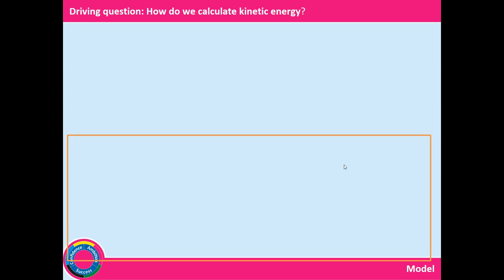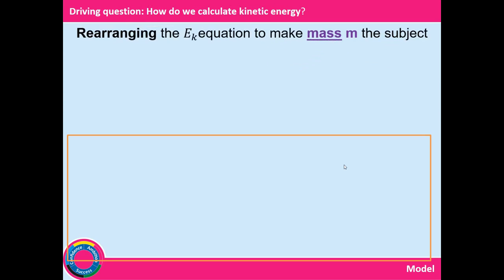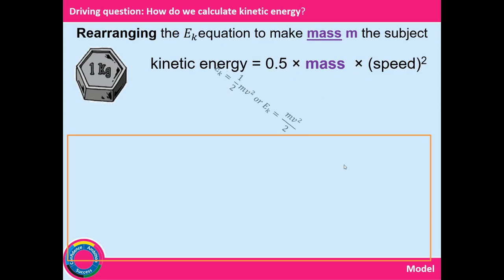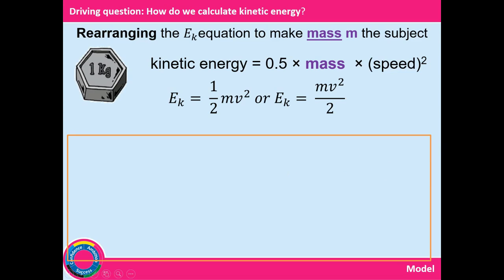Now, we want to rearrange the equation such that mass is going to be made the subject of the formula. So write the equation down. We write the symbol form. Now I've rewritten the symbol form as E subscript K equals mv squared over 2. It's the same as saying half mv squared. The 2 is still in the denominator, and this is the same as writing E subscript K equals half mv squared. Now I'm going to use this form to rearrange the equation.